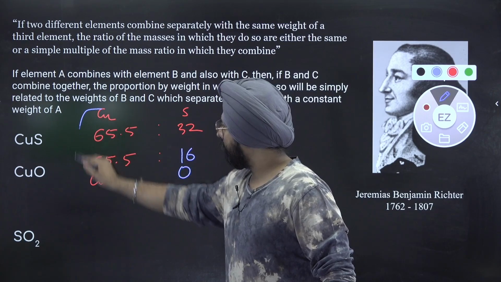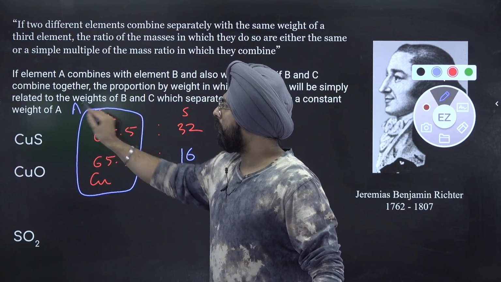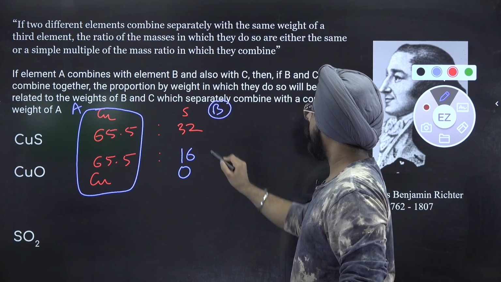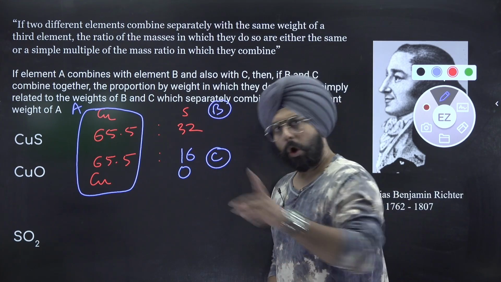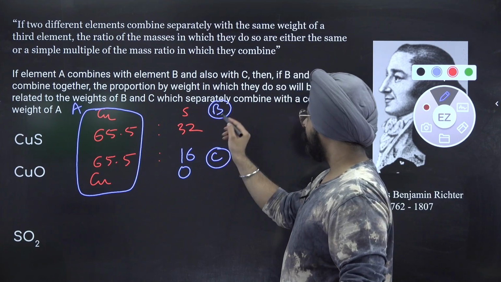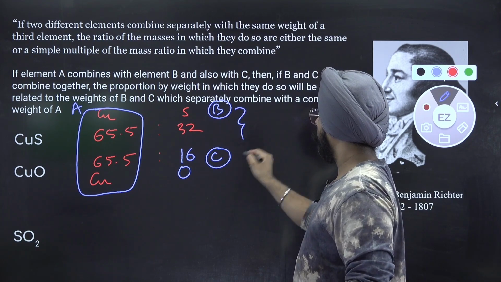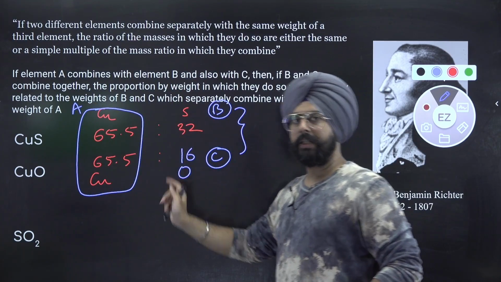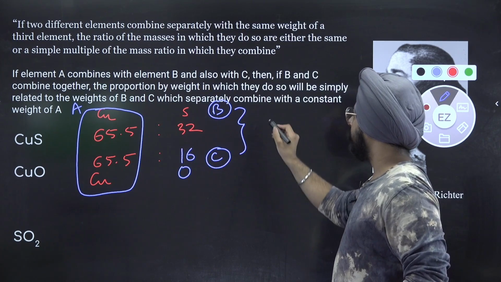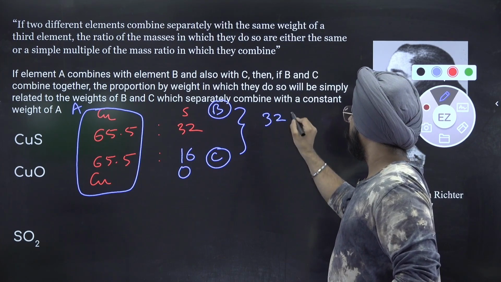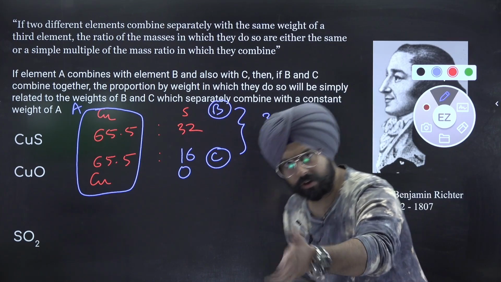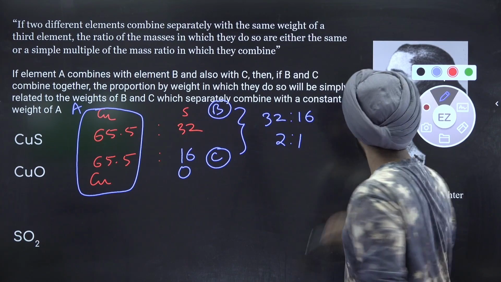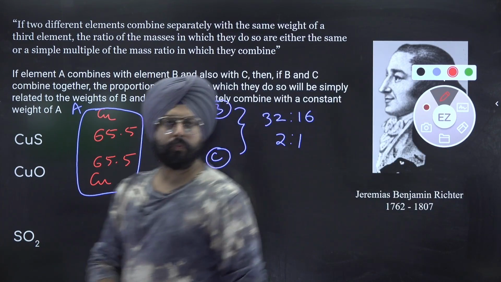So the same weight of A is reacting with different weights of B and C, let's say. Over here, let's do one thing. Let's take the ratio of B's to C. Over here in this particular case, when the same weight of A is reacting with B and C, let's take the ratio of weights of B and C, that is 32 is to 16, or simplified it is 2 is to 1. Okay. Now let's come to SO2.